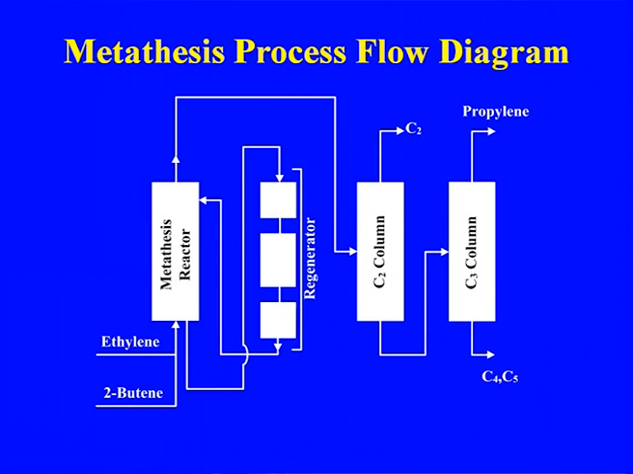This is the flow diagram for the metathesis reactor. The ethylene and 2-butene will go into the metathesis reactor and the regenerator, and finally this is the propylene column, this is the ethylene column, where the ethylene fraction, the C2 fraction, will be separated. The heavier part will go to another column, where the propylene will be separated from the C4 and C5 phase. So this is the process in the case of the metathesis that we are using.